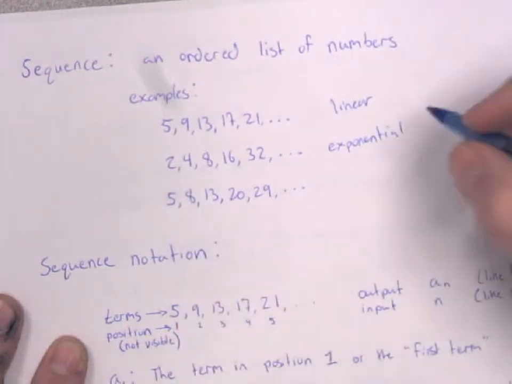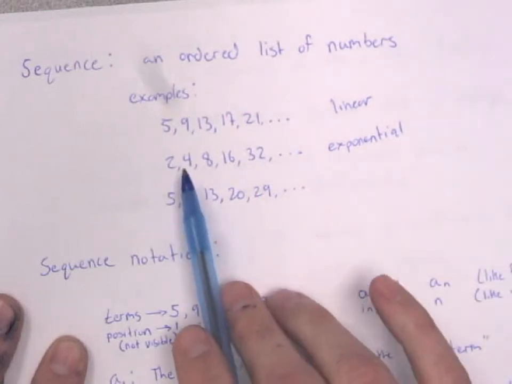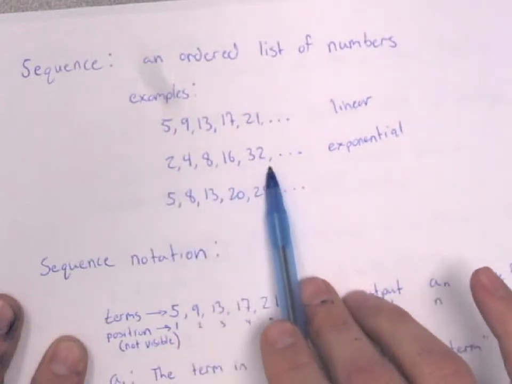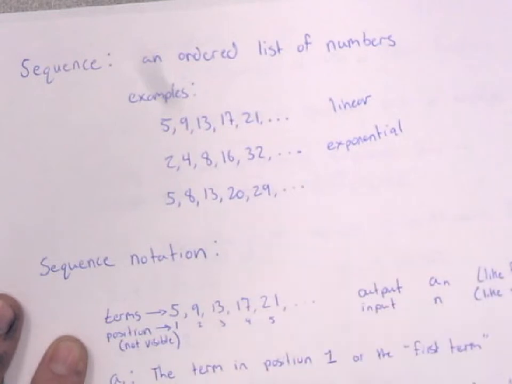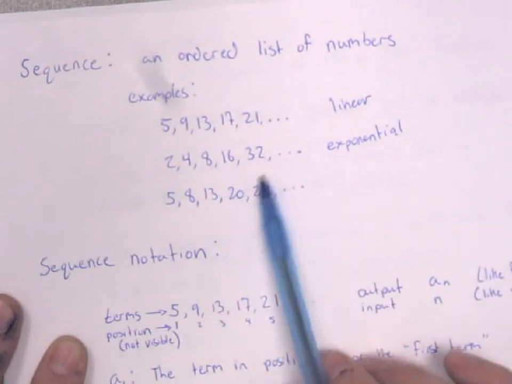So if you've ever heard of exponential growth, that's what's happening here. 2, 4, 8, 16, 32. Then it goes 64, 128, right? So this gets big pretty fast.